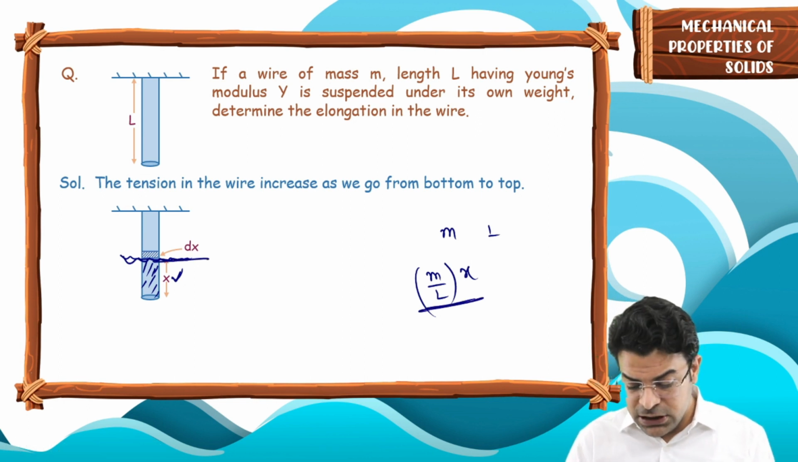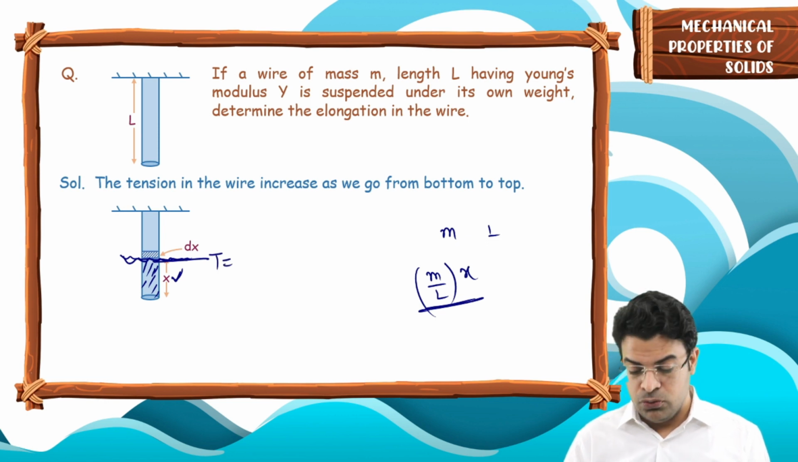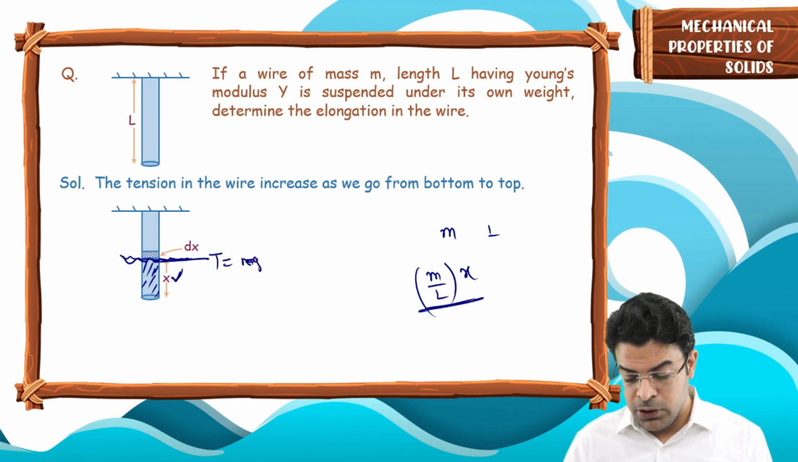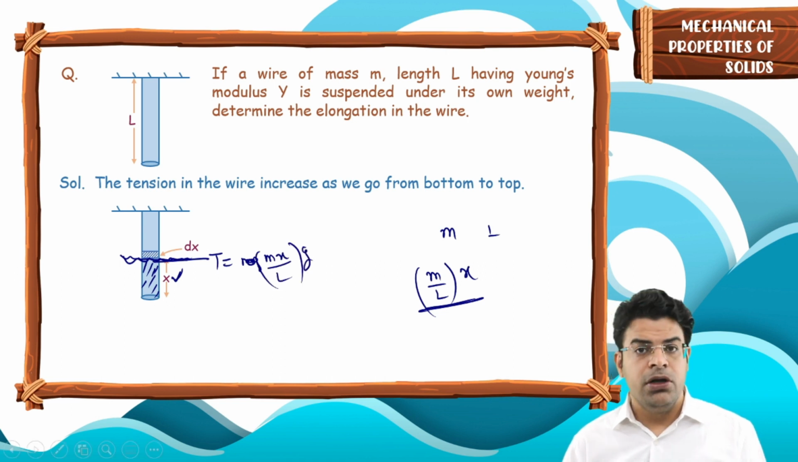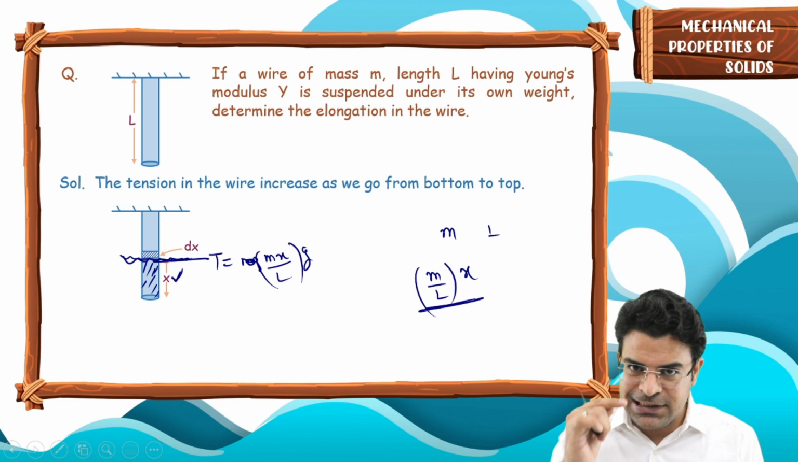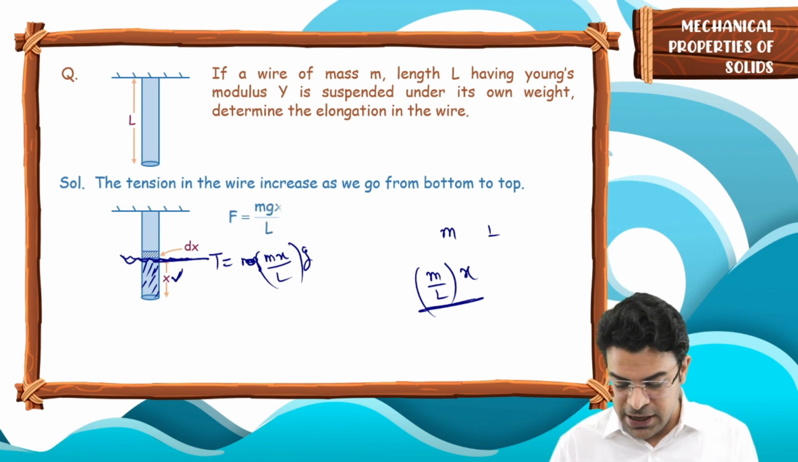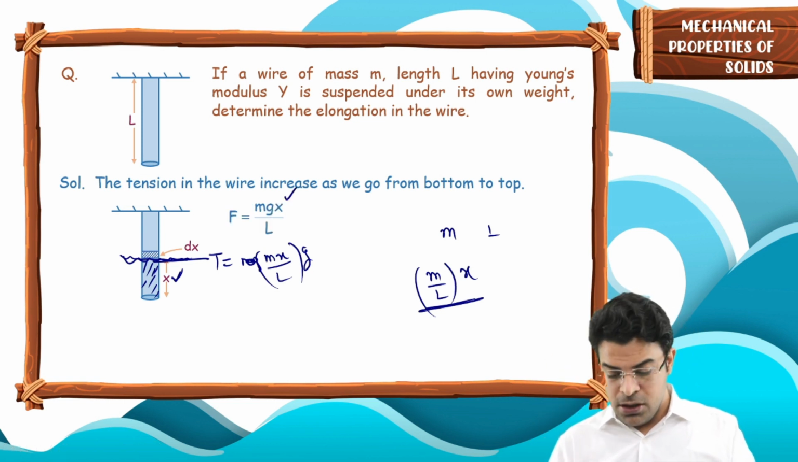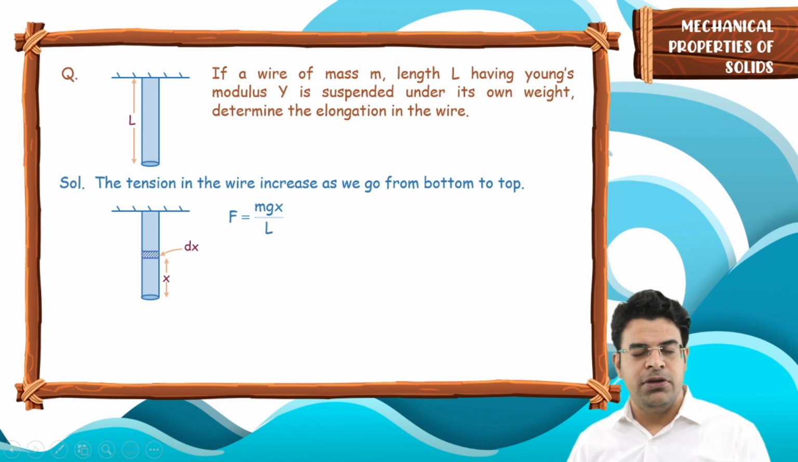So the tension at this point will be equal to the mass suspended below it, which is m into x by L, multiplied by g. So the force at a distance x from the lower end is given by mg x by L. Once you have established this force, game over.